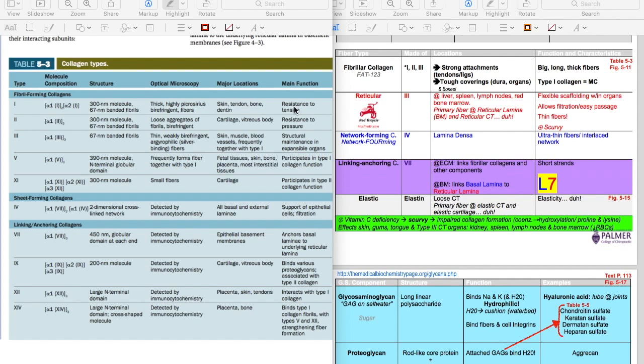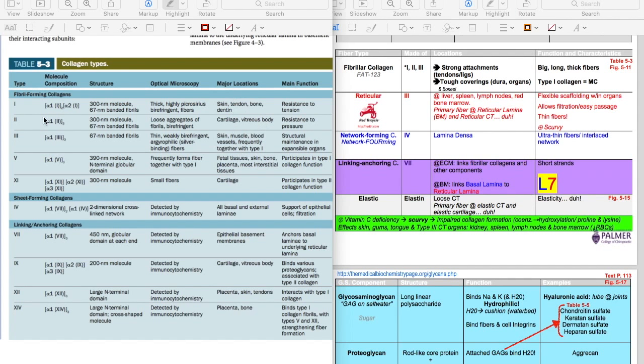That can basically help you remember locations, perhaps. Something that's resistant to pressure makes sense in cartilage, which resists pressure in your joints, and in the vitreous body of the eye. That's something you'll get into later.